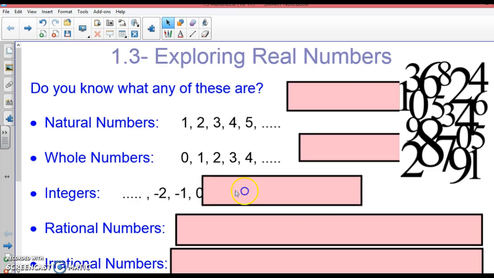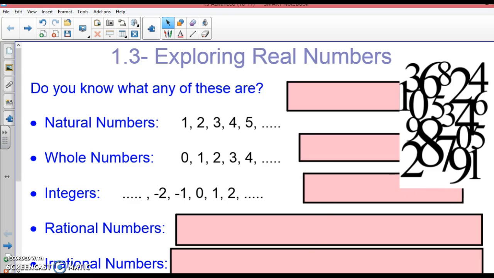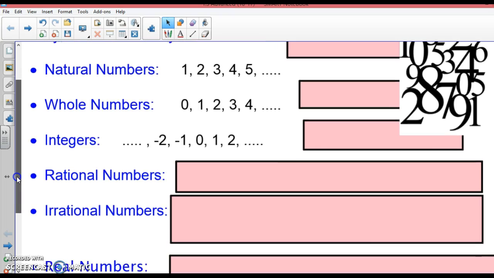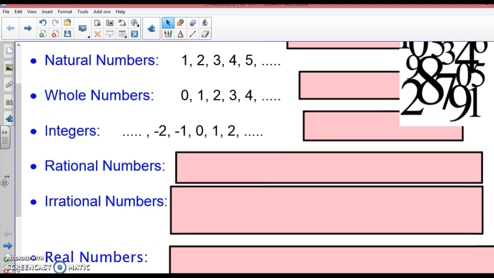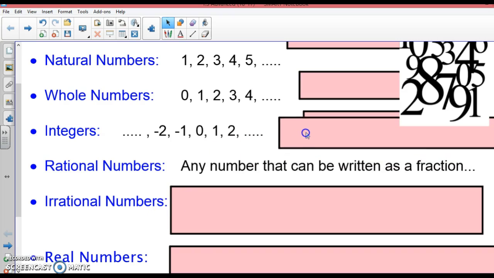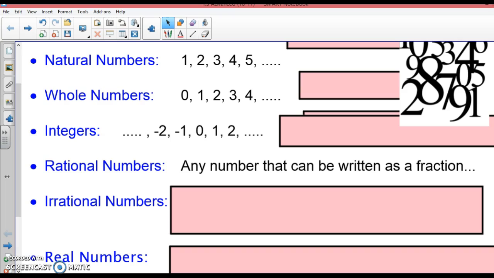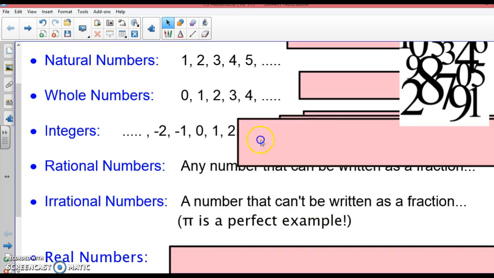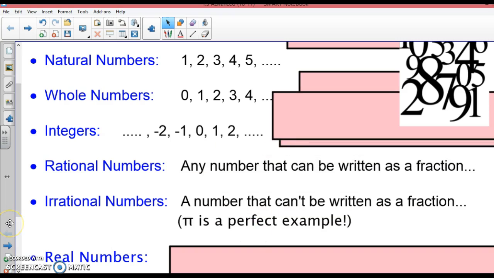Integers, all the negatives and positives, but no decimals or fractions. Rational numbers, any number that can be written as a fraction. Irrational numbers, a number that cannot be written as a fraction. Pi is a perfect example.